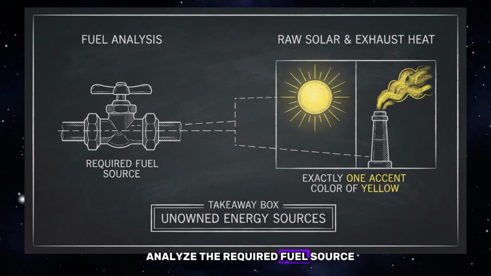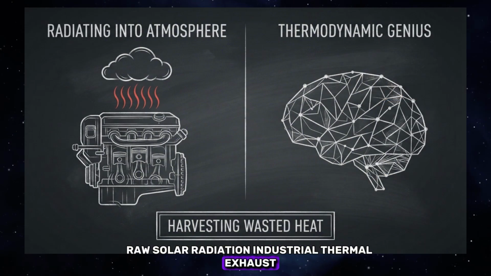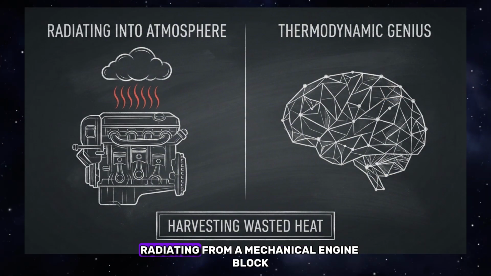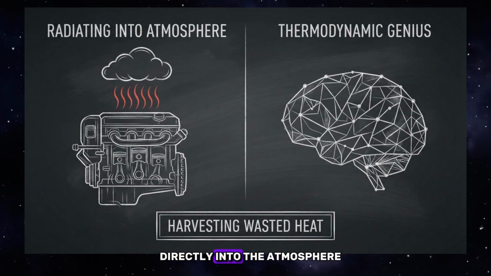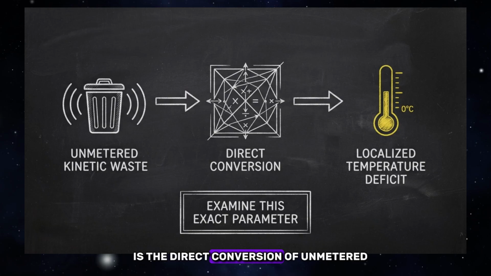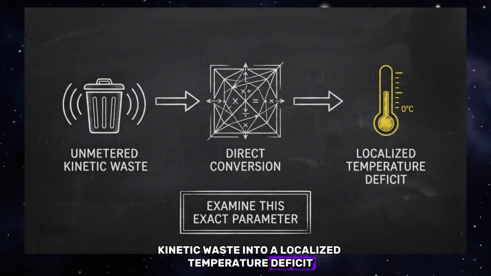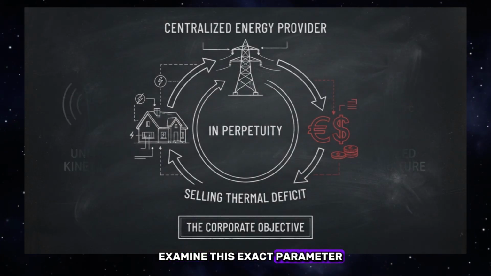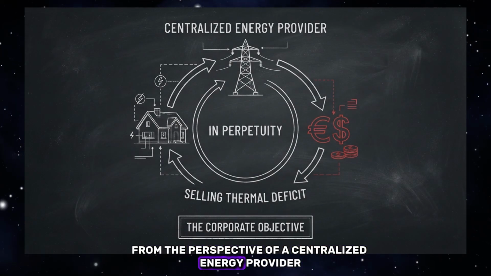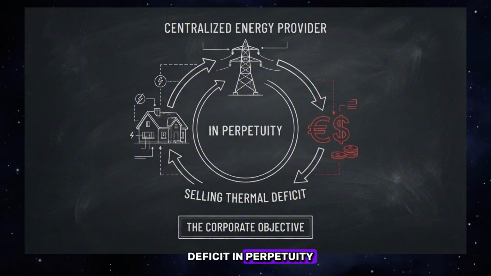Analyze the required fuel source. Raw solar radiation. Industrial thermal exhaust. The intense heat radiating from a mechanical engine block directly into the atmosphere. The thermodynamic genius is the direct conversion of unmetered kinetic waste into a localized temperature deficit. Examine this exact parameter from the perspective of a centralized energy provider. The corporate objective is selling you a thermal deficit in perpetuity.